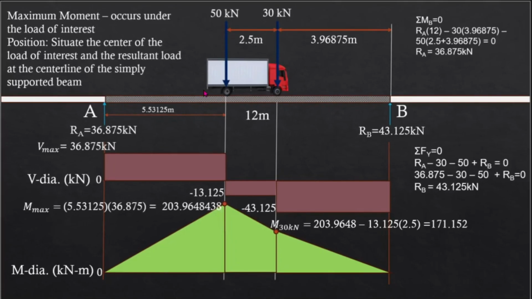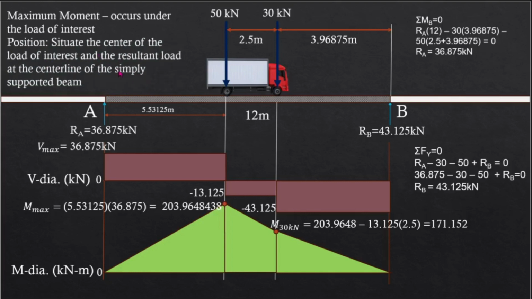Now for the maximum moment, it occurs under the load of interest. Now it may be the 50 kN load or the 30 kN load. But for two moving loads, the maximum moment always occurs under the larger load. But for three moving loads, that's not always the case. You have to check the moment under the three loads. Now for the maximum moment, again, it occurs under the load of interest. And then for the positioning, to be able to determine where we should position the truck to produce the maximum moment, we have to situate the center of the load of interest and the resultant load at the center line of the simply supported beam.